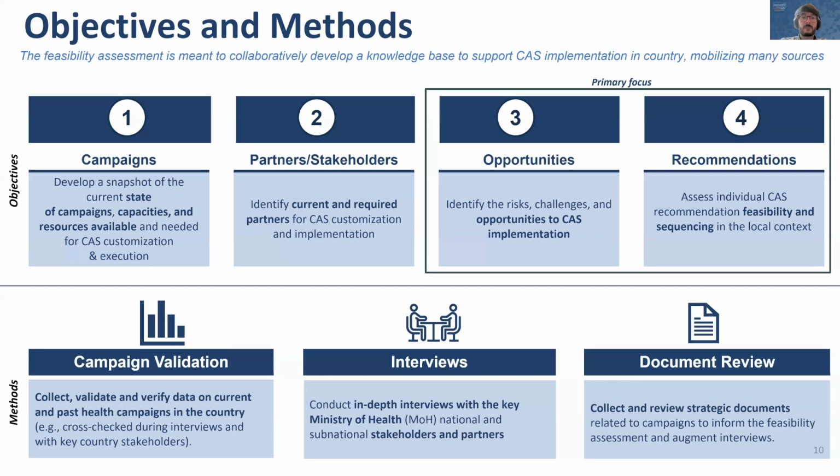To gather this information, the feasibility assessment draws on 3 core methods. The first one is campaign validation, which involves collecting and cross-checking data on past and ongoing campaigns, which builds an accurate picture of what's happening and where overlaps or gaps may exist. For the focus countries, we used the campaign hub that is also available on the HC Coalition website, and we cross-checked with interviews. These are interviews conducted with national and subnational Ministry of Health stakeholders and key partners, with the goal being to hear directly from those involved in campaign delivery.